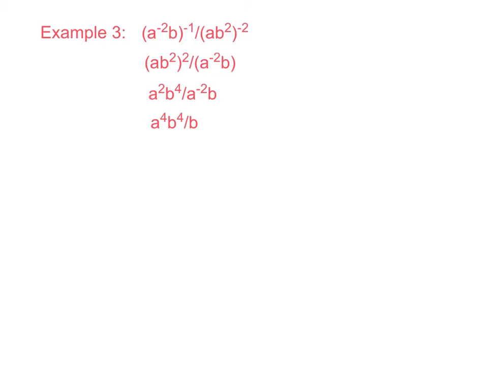One last step to simplify, and that is the fact that we have b's in the numerator and the denominator, which we can take care of and yield a final result of a to the 4th, b to the 3rd. Several steps involved here, but we got rid of all the negative exponents and we made other simplifications that we could. And so we end up with simply positive exponents and no further simplification that can be done.